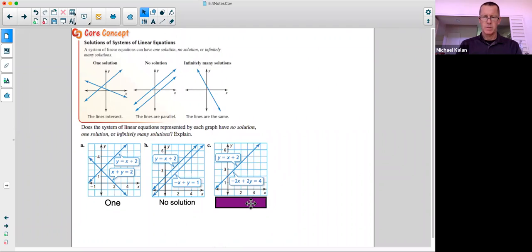And here, what about this one? They are the same line, so infinitely many. Notice if we subtracted x from both sides, it would be negative x plus y equals 2, and then multiplied everything by 2, we would have the same equation here.